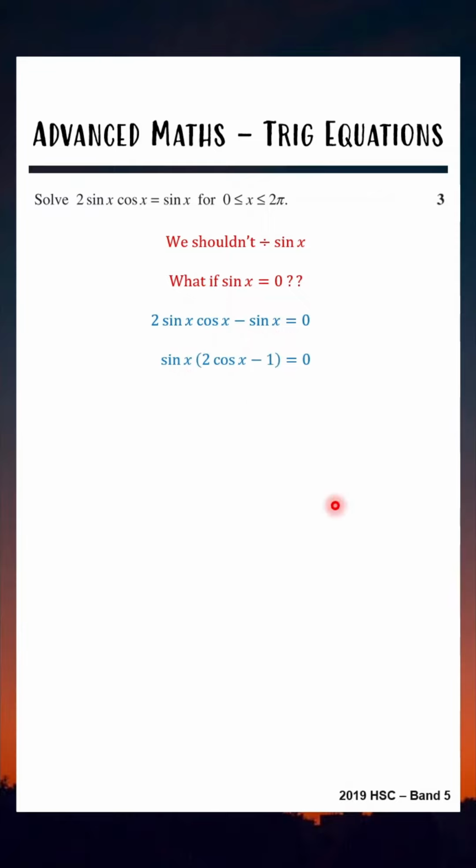Now we're going to split this into two separate equations. One of them is going to be sine x equal to 0, and the other one is going to be 2 cos x minus 1 equal to 0, and we're going to solve these independently.